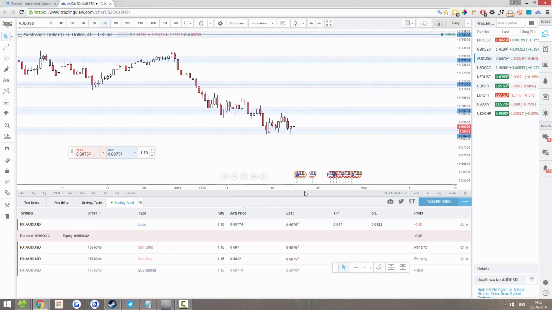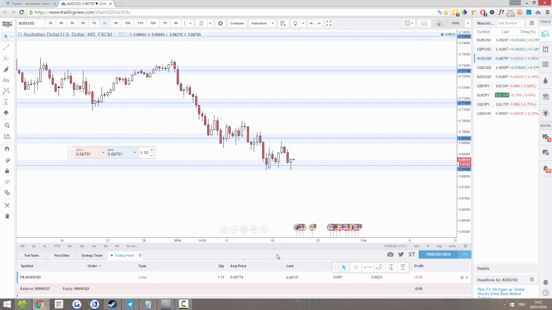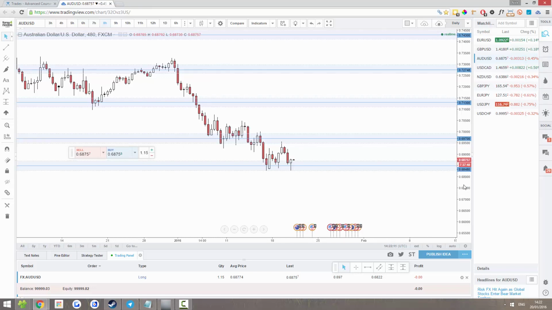All right, so essentially we're in a long trade. On my actual trading platform, I've entered at 0.6874. So yeah, we're just going to wait and see how this one plays out.